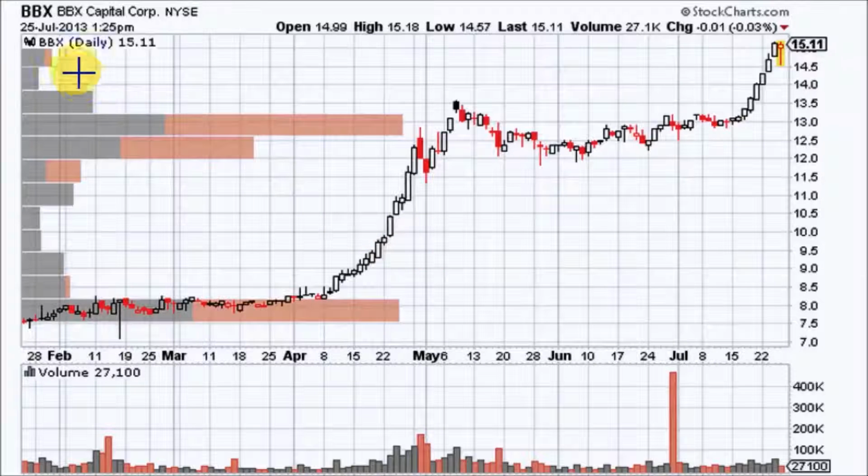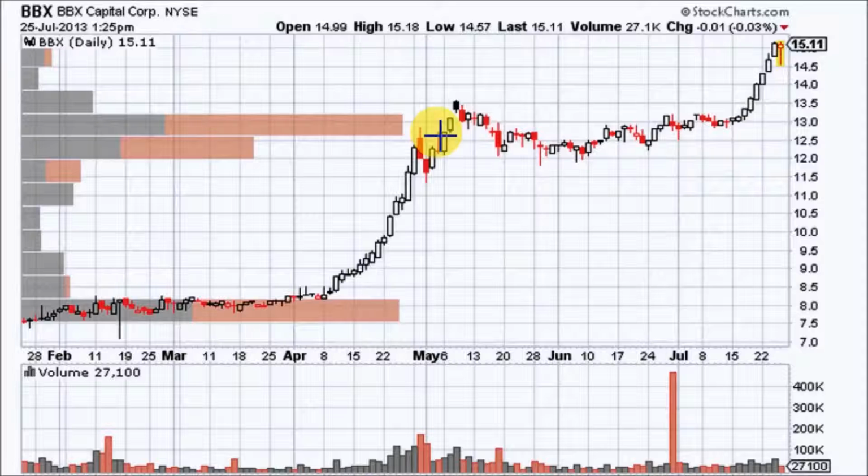Now let's go ahead and look at BBX. This is now the most important volume by price bar. And what the stock has done, it's very bullish. First of all, to be breaking above this area of resistance on the stock chart, but it also broke above this area of resistance on the volume by price bar. Okay, so that's very bullish.